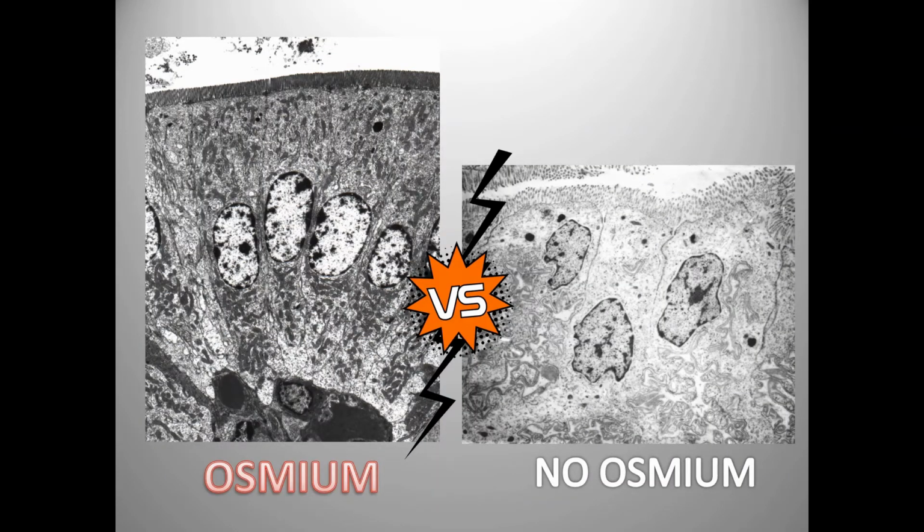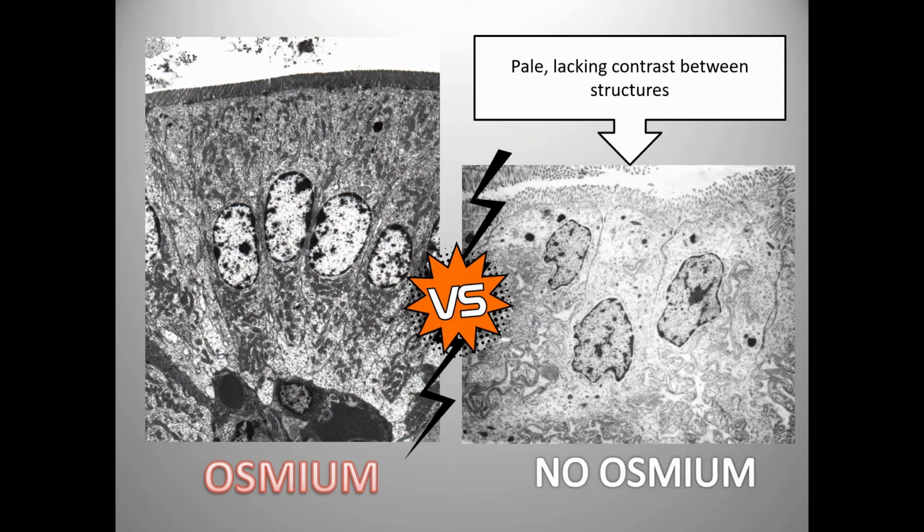So staining is a really essential part of the processing. I've just put two pictures here, one with osmium and one without, just to show you the difference. You can quite clearly see the one on the left that has been stained. You can really define the structures. There's a really nice contrast between the light and dark areas compared to the one on the right, which has not been stained. You can see that the whole thing is just very pale and lacking contrast. It's quite hard to see what's going on in comparison.